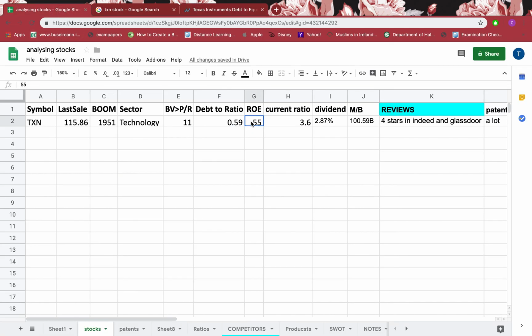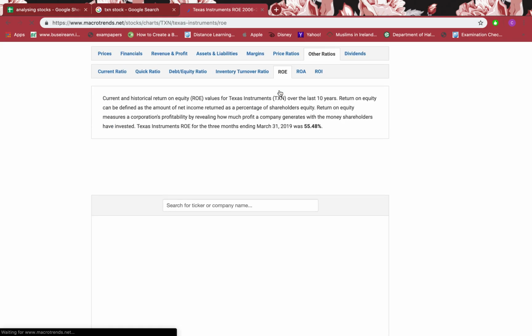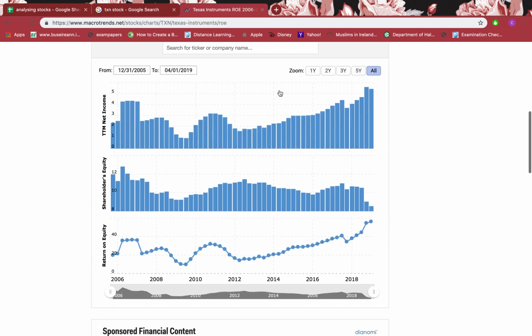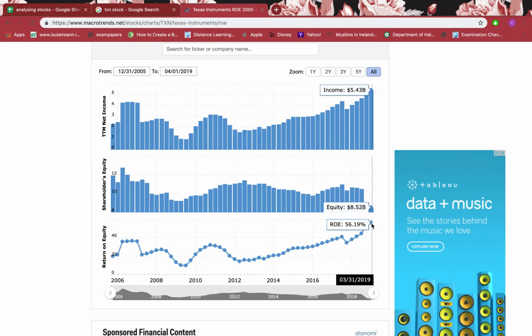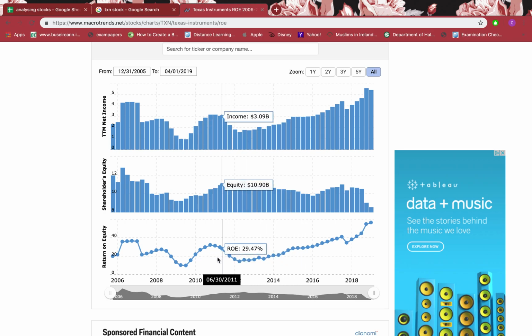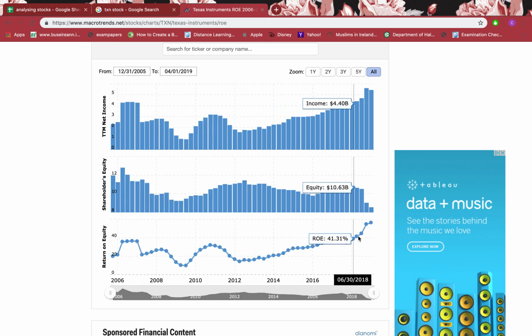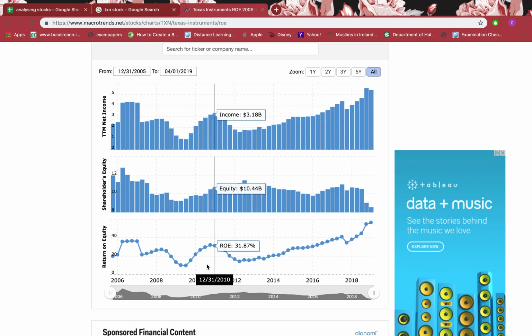Then if I just have a look at ROE, it should be 8% or above that, which is ideal. So right now it's 56%, which is really good. And if I see the consistency, it's consistently above 8%, which is really good for the firm. It means that it's doing very well in terms of giving the return on equity invested. So it's very good for shareholders. And you can see it has never been below 8%, which is very good.